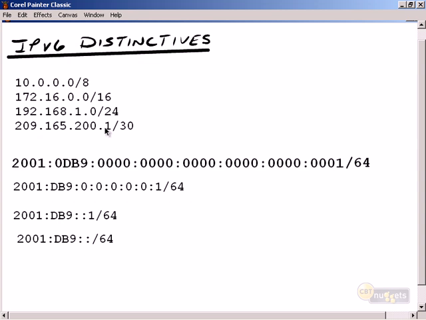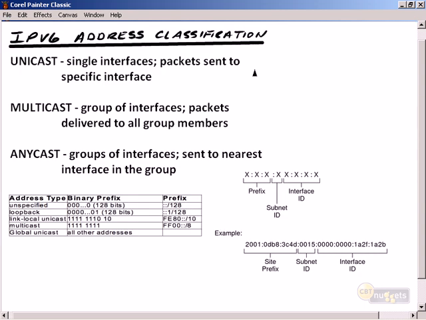However, in IPv6 we do not have broadcasting. We use multicasting to do all of our broadcasting. So let's remind ourselves, what are the 3 types of IPv6 addresses? Remember, with IPv6, just like with IPv4, the goal of the address is to identify an interface, or a group of interfaces. That's really what we're talking about here.